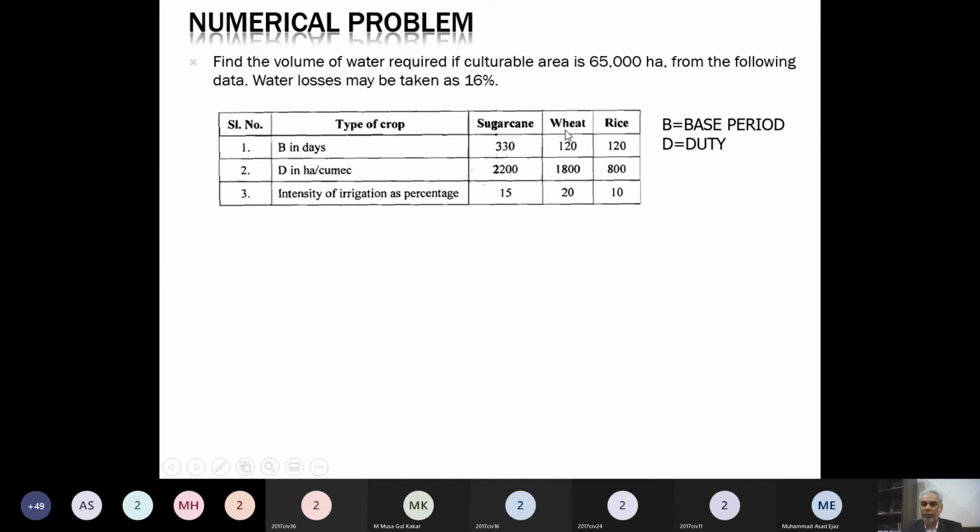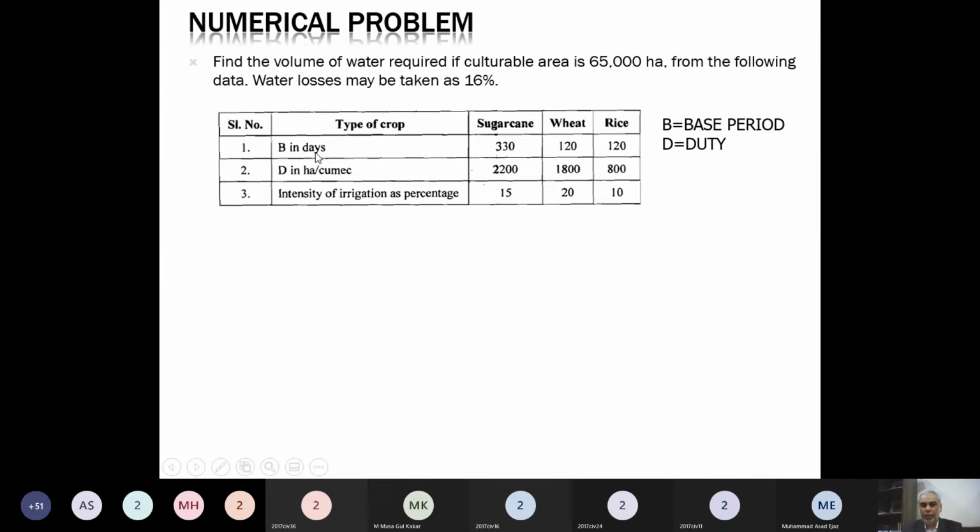You should now be familiar with the name of the crop and its season. You should be familiar that in Pakistan wheat is grown in Rabi season, while rice is grown in Kharif season, and sugar cane is the annual crop. So the total quantity of water we can calculate. We can calculate the water requirement in the Rabi crop and the water requirement in the Kharif crop, and also take into account the losses over here.